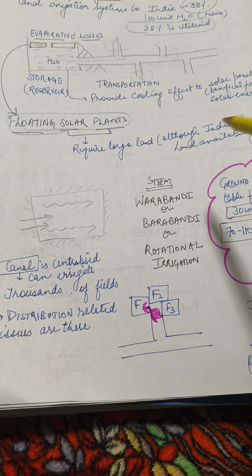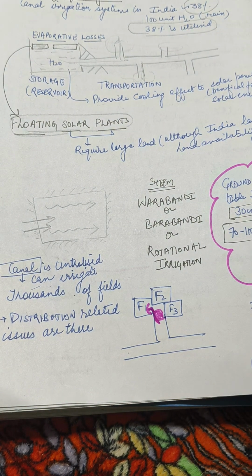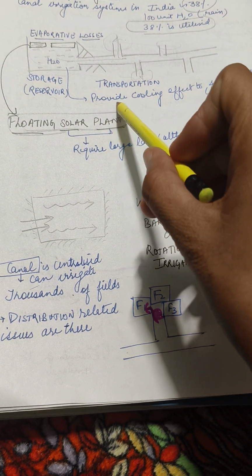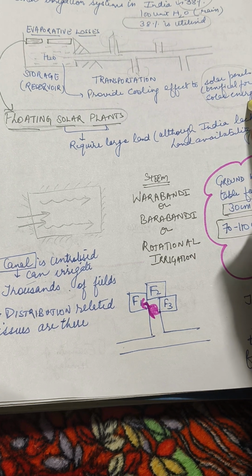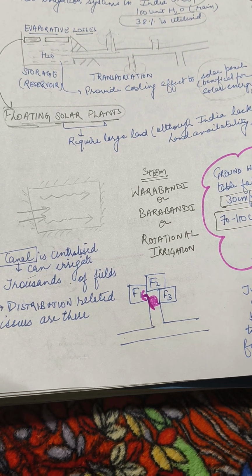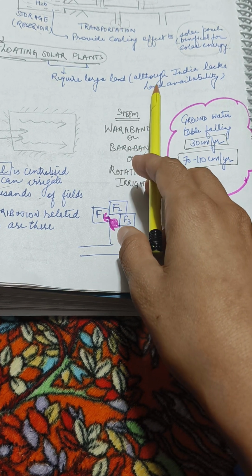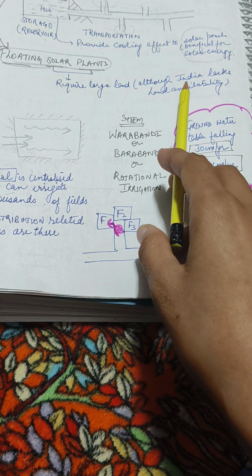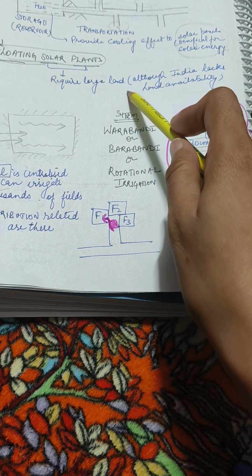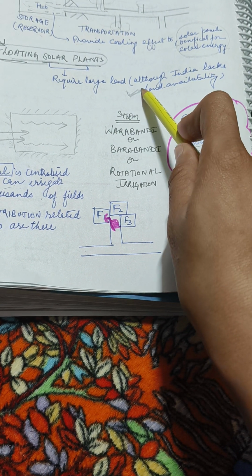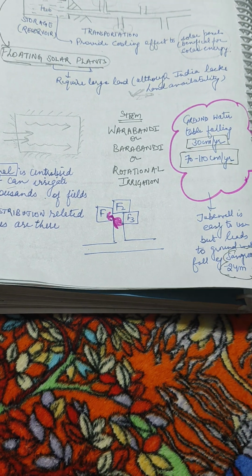Now, the floating solar plants get a cooling effect. If we want to utilize irrigation efficiency more, then to provide the cooling effect the solar panels are quite efficient over there. But the thing is that they require large land. India lacks land availability, so the output is not so much there. Okay.